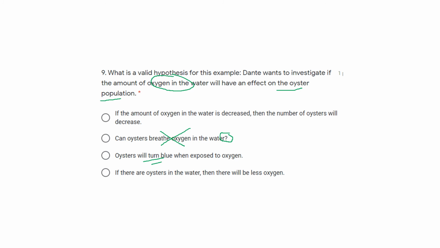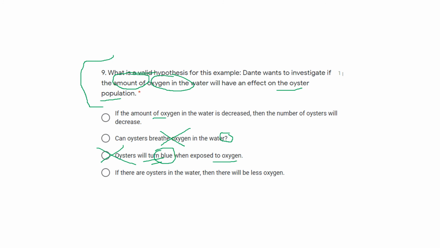Oysters will turn blue when exposed to oxygen. Well, this is not about the amount of oxygen, okay? And there's nothing about color in this explanation. So the idea of the color is not there, and exposed to oxygen doesn't talk about the amount of oxygen. So we can take this one away. So now we have 2 answers left.